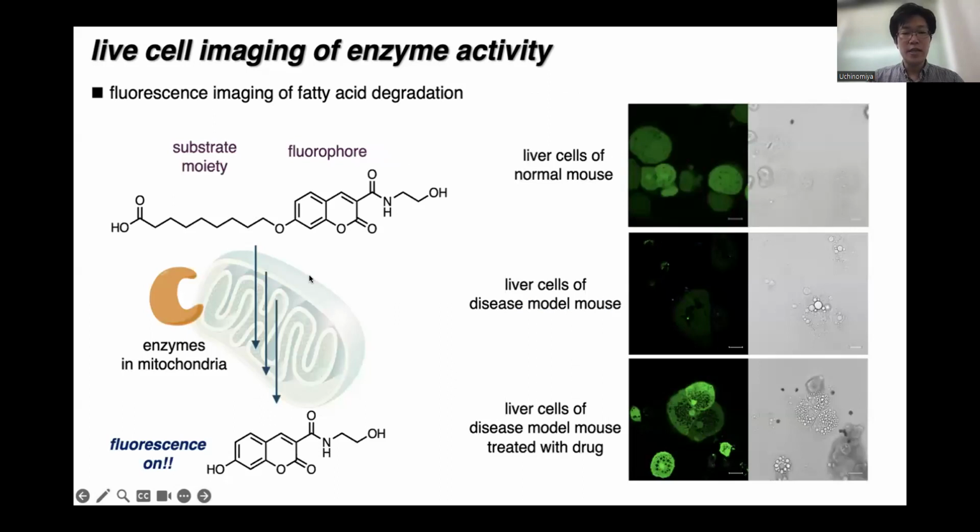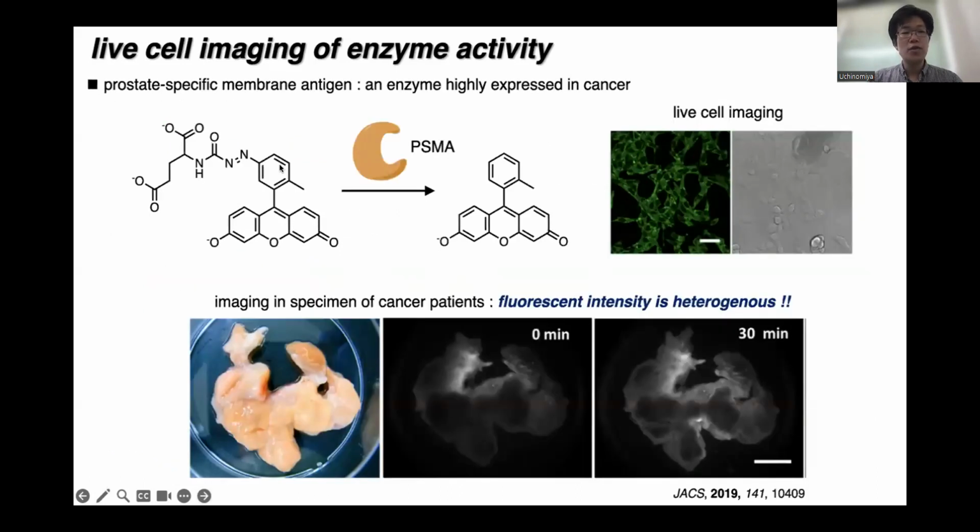Okay, so this is an example of fluorescent detection of enzyme activity inside the cell. However, fluorescent probes can also be applicable in tissue. In this paper, the authors developed a chemical fluorescent probe for PSMA. PSMA is an enzyme that is highly expressed in cancer cells. And the authors isolated tumors from real cancer patients.